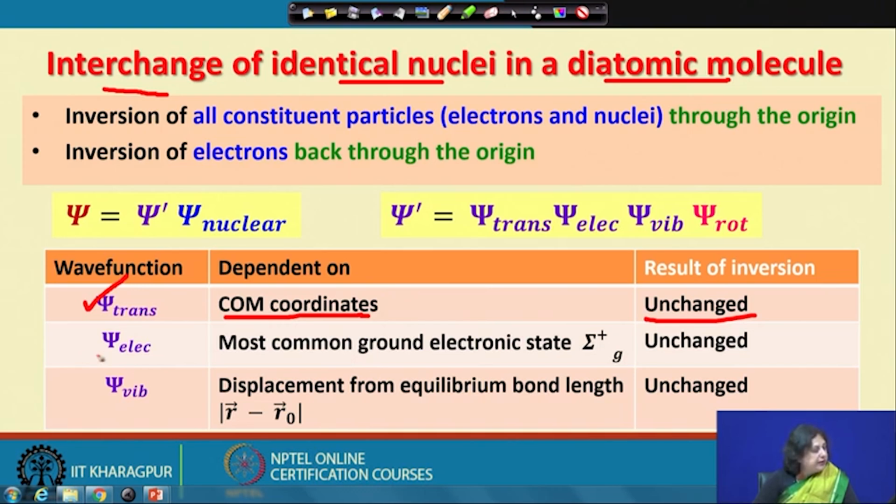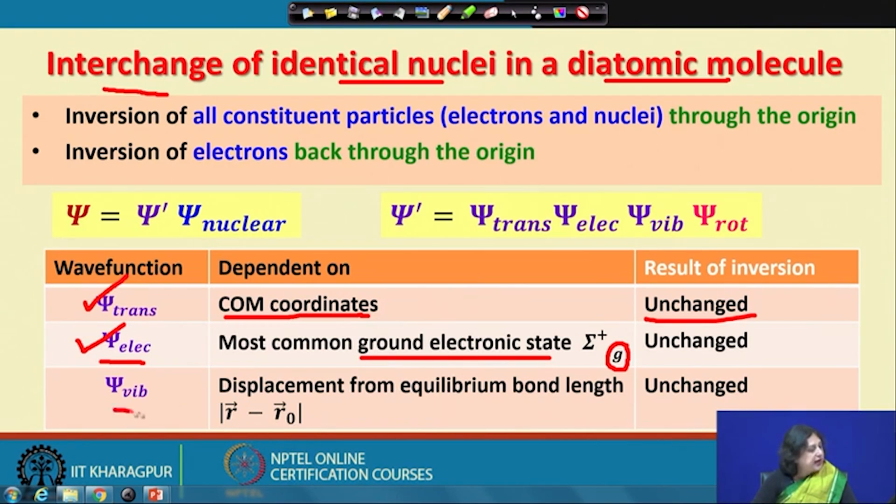Similarly, if I look at psi electronic, what I find is that in most of the diatomic molecules, in general, the ground electronic state is supposed to be symmetric with respect to inversion through the origin. As a result, under this interchange of identical nuclei, in this inversion process, that will also leave psi electronic in most cases unchanged. Therefore, this is symmetric with respect to this operation.